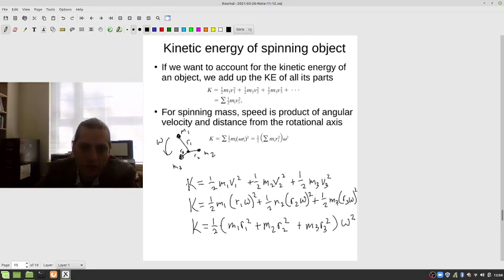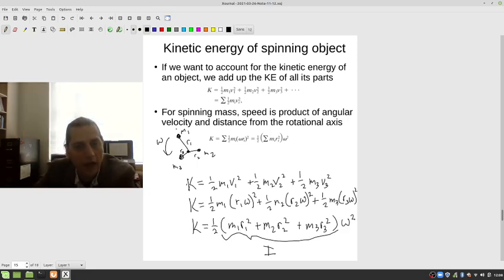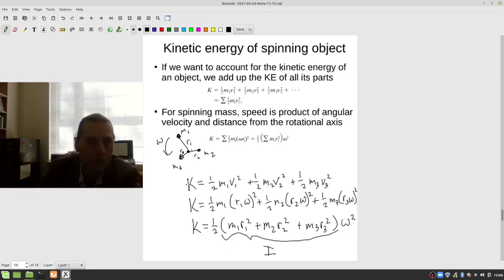Okay, so what we've done is now we say that instead of 1/2 mv squared, this is 1/2, and we call this whole thing I. And notice what it has to do with is how these masses are distributed throughout my object. So my total kinetic energy is 1/2 I omega squared. So I depends on what I use as my rotational axis, and it depends on the geometry of my system.